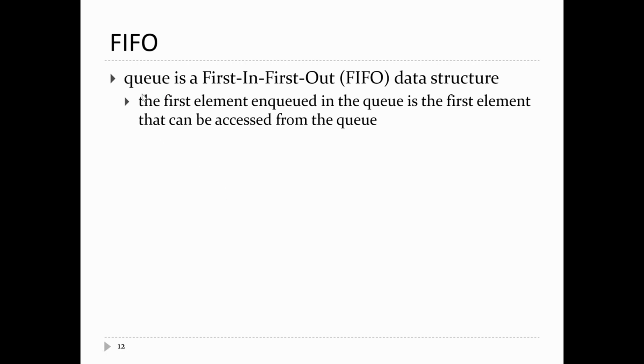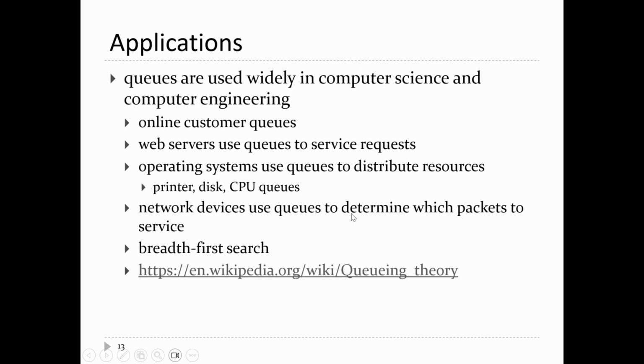A queue is what's called a first in, first out data structure. A stack is a first in, last out data structure. So in a queue, the first element enqueued is the first element out. In a stack, the first element you push onto the stack is the last one out. Just like stacks, queues are widely used in computer science.